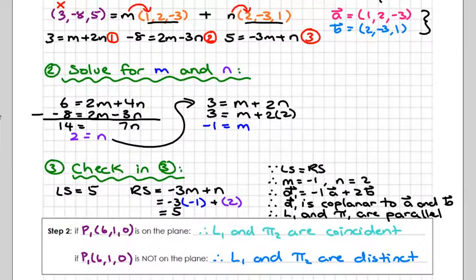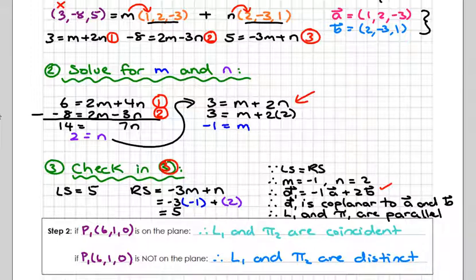I'm just going to scroll down a little bit. What I decided to do was double equation number 1, keep equation number 2, and do substitution and elimination, making sure that I substituted back into equation 1 or 2, but I kept 3 unbiased to do the check. Since the check works out, it means that I can write the direction vector in terms of A and B, just like this. Which means that it's coplanar, and that means that they're parallel.